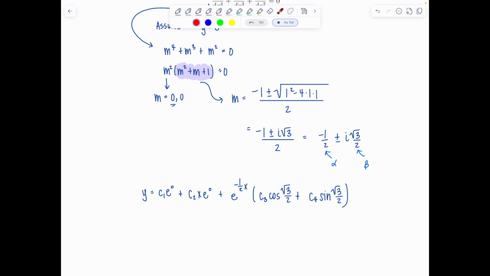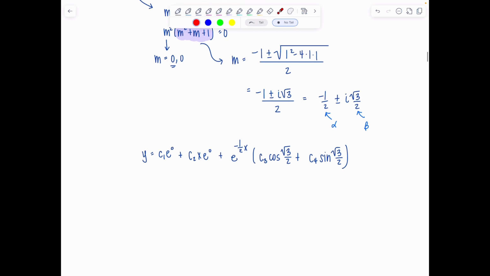So we can clean up a little bit. Obviously, e to the 0 is just going to be 1. And then it's kind of up to you or your instructor if they have a preference. I would say just leave this factored out, the e to the -1/2 x. I'll just write it as e to the -x over 2. So c1 plus c2 x plus e to the -x over 2. And we can leave these trig functions in here.